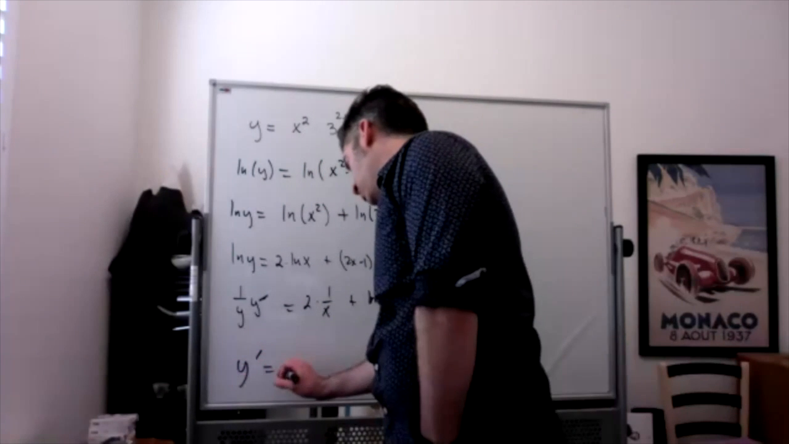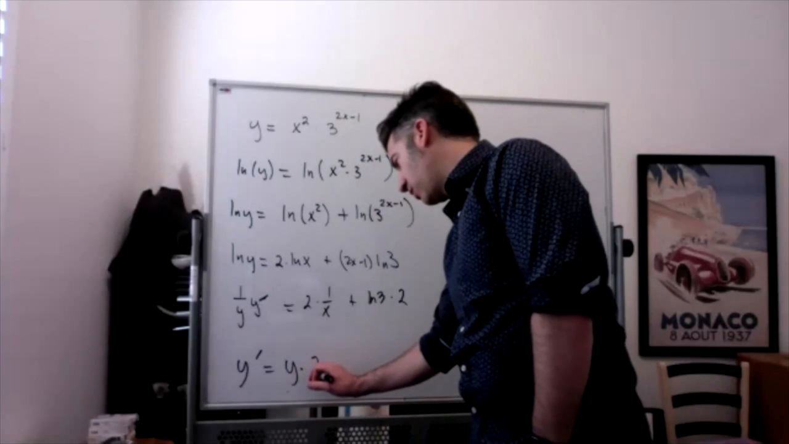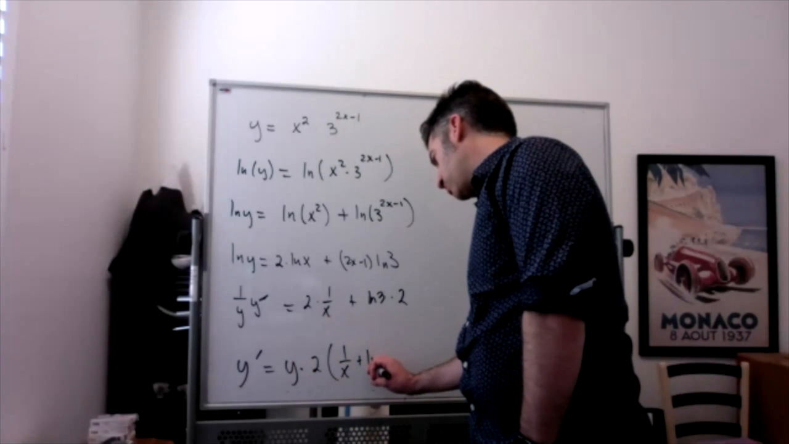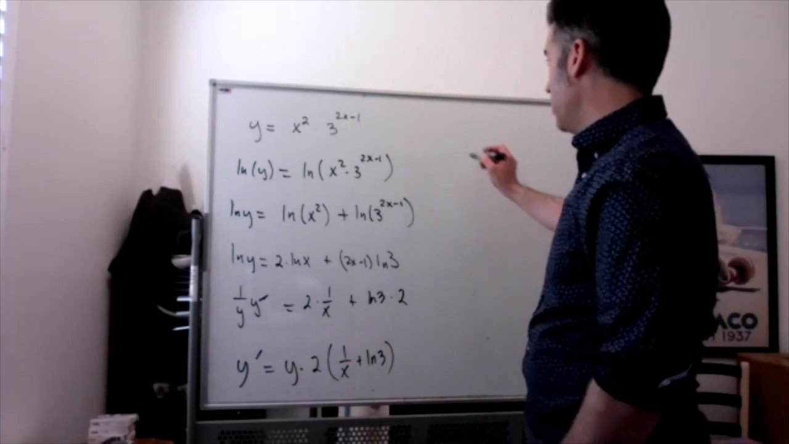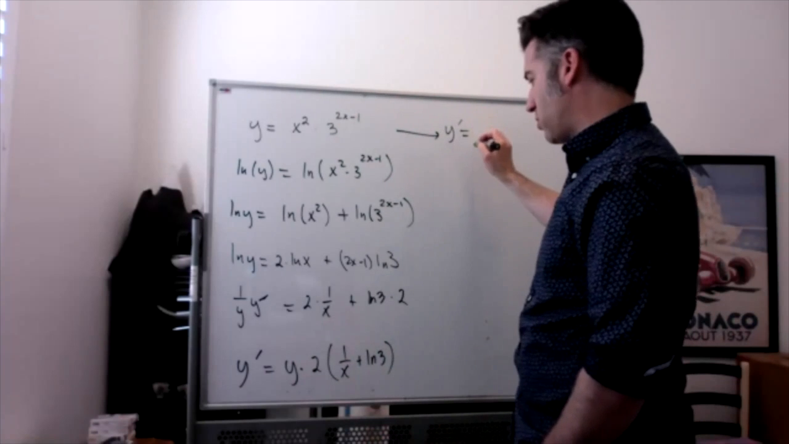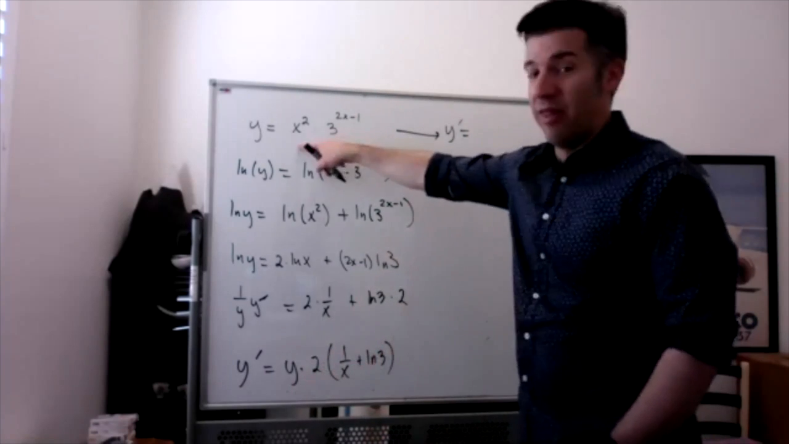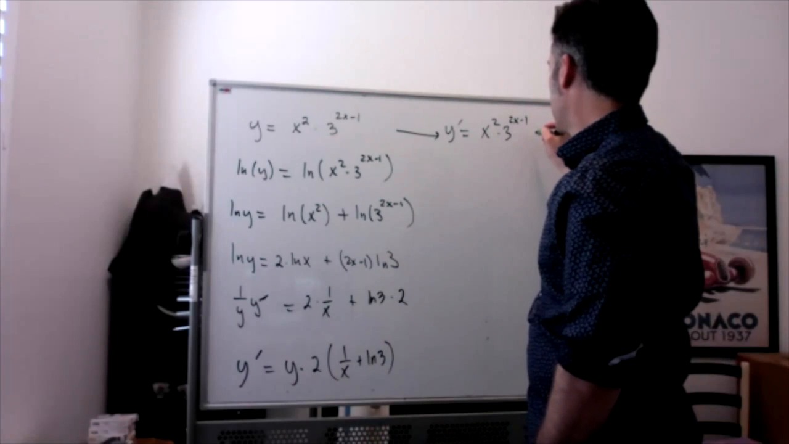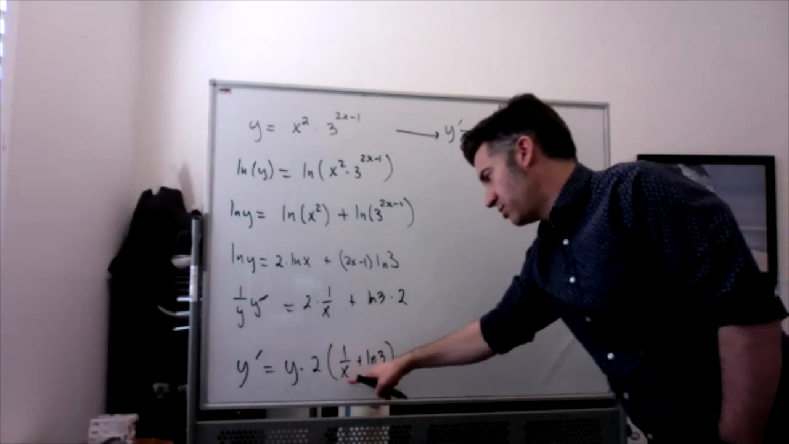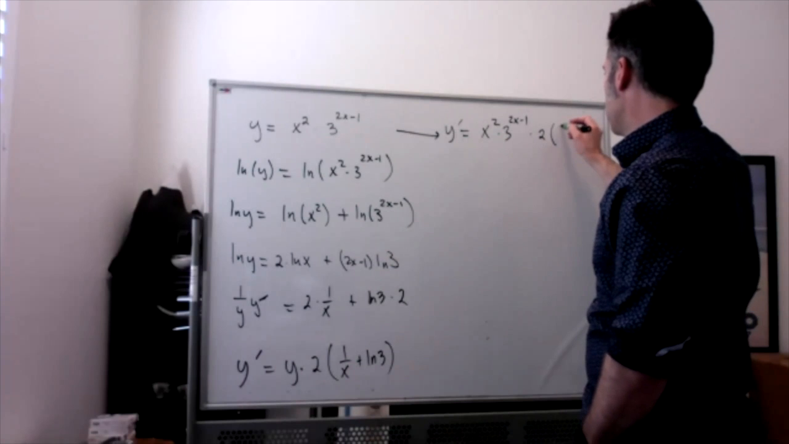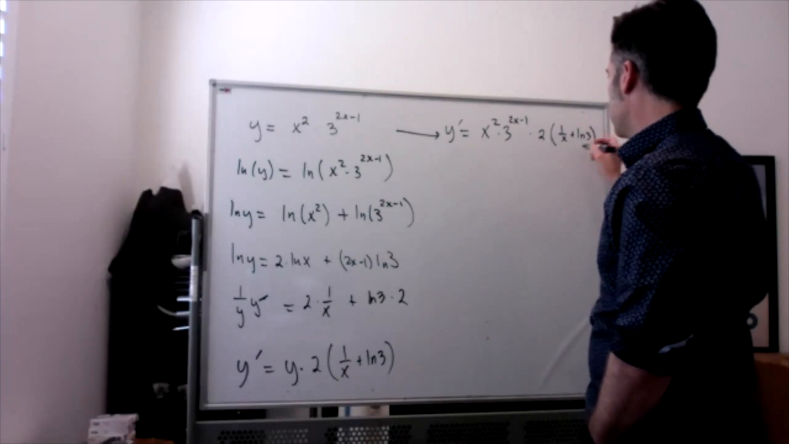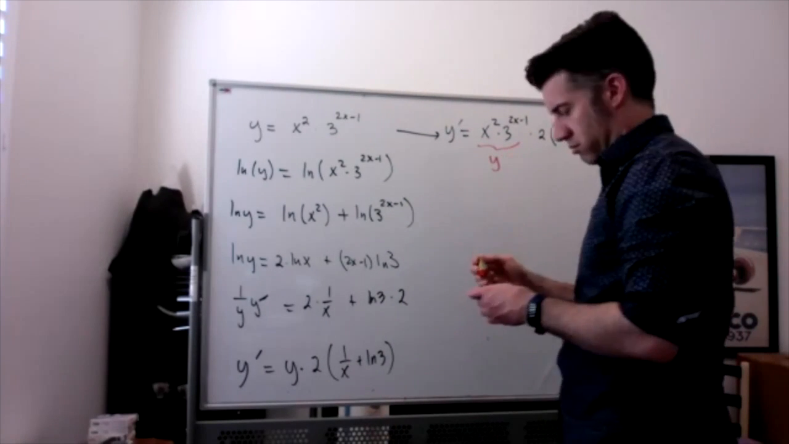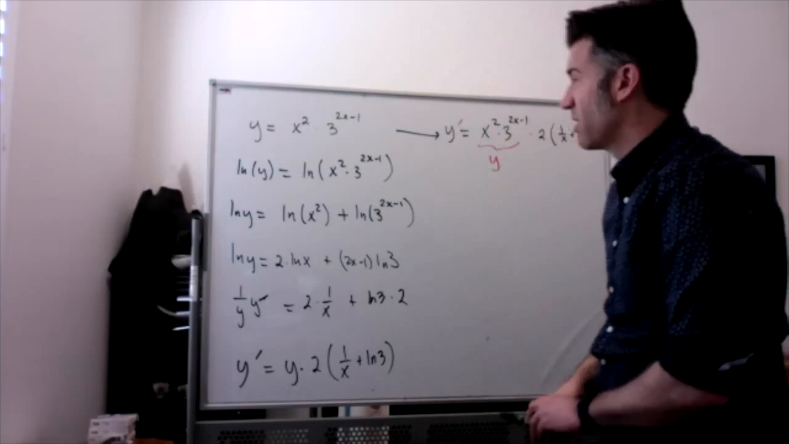So y prime equals, multiply both sides by y, factor out the 2 just for fun, and then you're left with a 1 over x plus the natural log of 3. So finally, we see that y prime is equal to y, which is this, times 2 times 1 over x plus natural log of 3. Again, just as a reminder, that's your y.